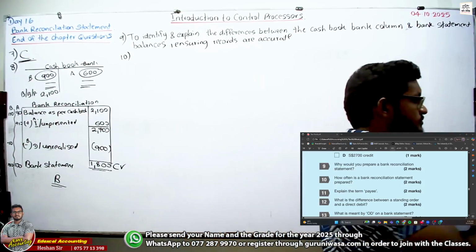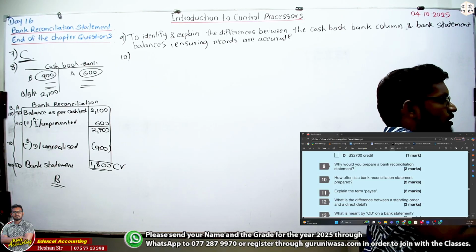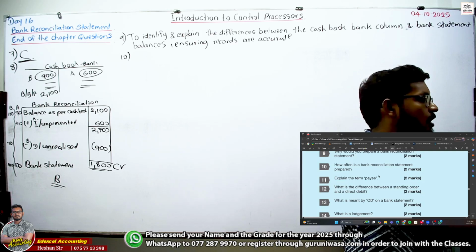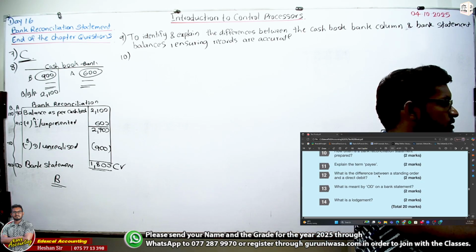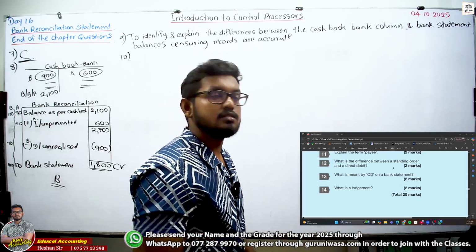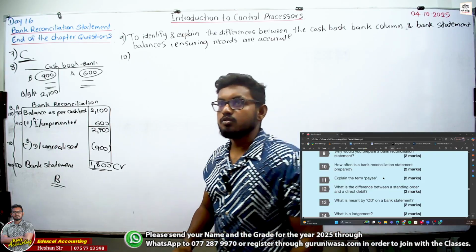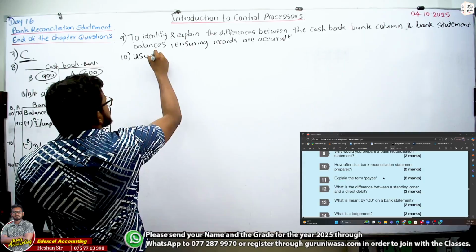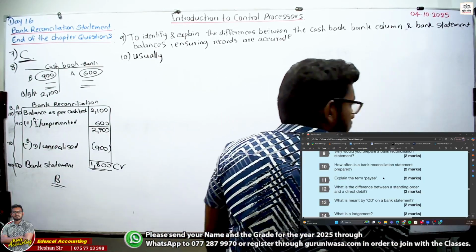Number 10. How often is the bank reconciliation statement prepared? Monthly, depending on the business state. It is usually prepared monthly.